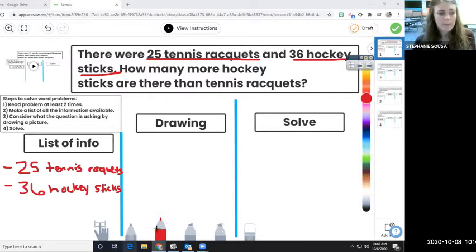All right. So now it says read the problem at least 2 times. I've done that. Make a list of the information available. I've done that. Consider what the question is asking by drawing a picture. Let's draw a picture. So we have 25 tennis rackets. I'm going to draw a racket.